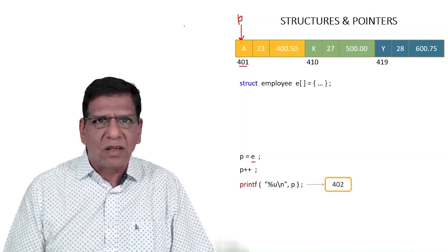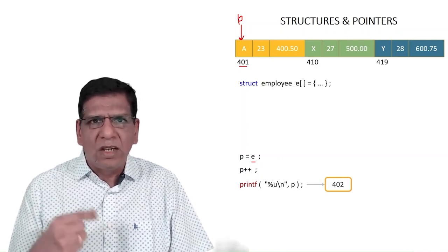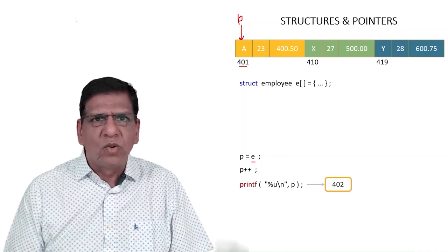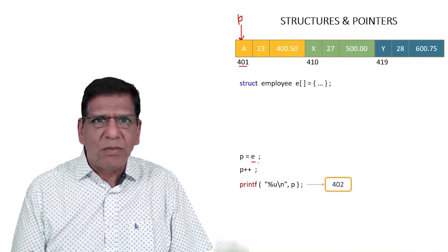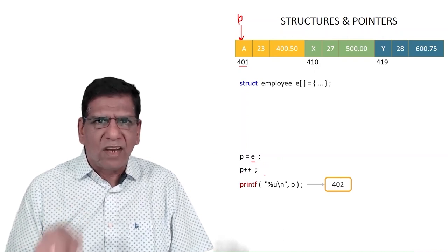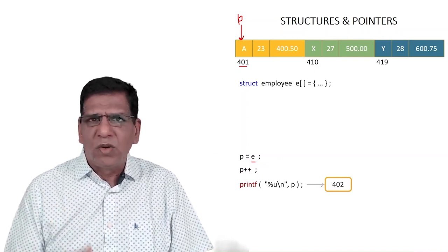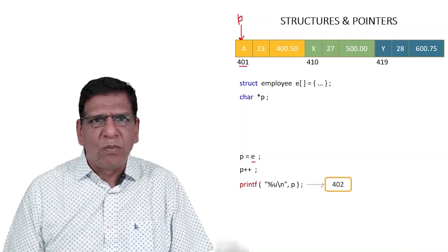Because the rule is, to increment the pointer, it points to the next location of its type. That "of its type" is very important. So unless the type of the pointer is known, you would never be able to tell me where P++ would take me.